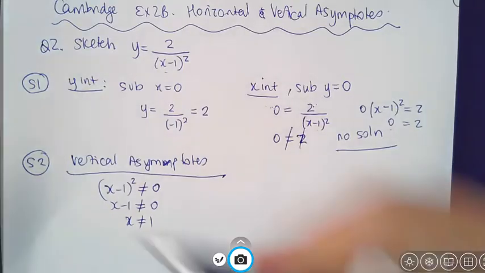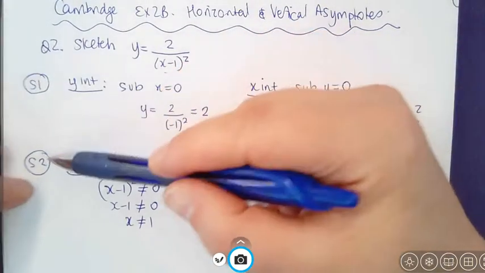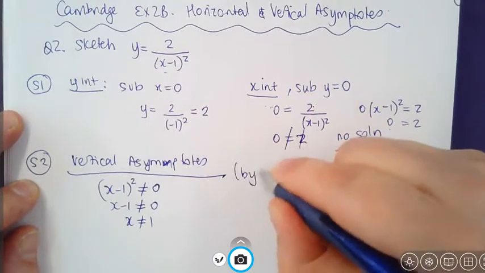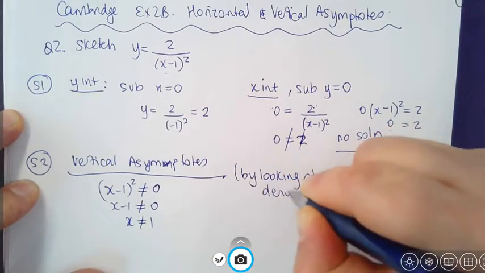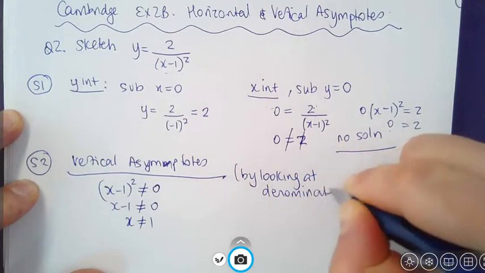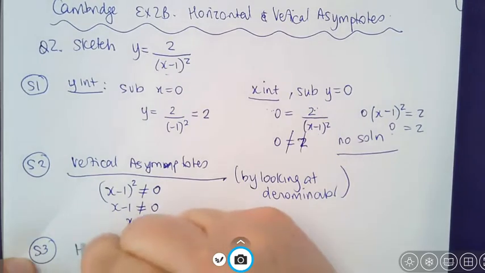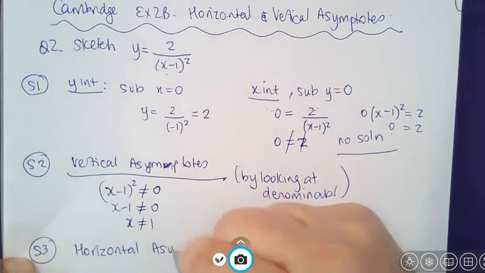So always we find y-intercept, we find the x-intercept if we can. Step 2, always find vertical asymptotes by looking at the denominator. What values of x are you not allowed to have? Then we're going to look at horizontal asymptotes.